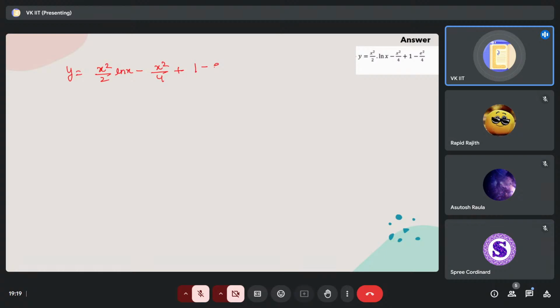So answer was already given. Same answer you can see on the right side. The next question, it has been asked in JEE Main 2020, as you can see. So I'm going to give you a 1 minute time. Okay. So try this and tell me what you are getting.